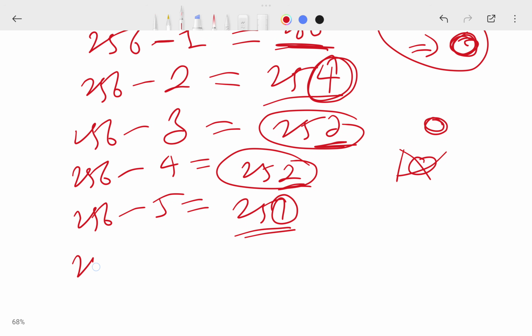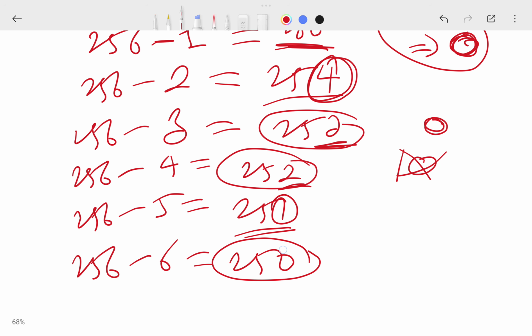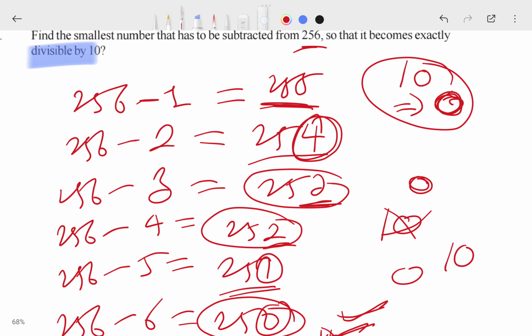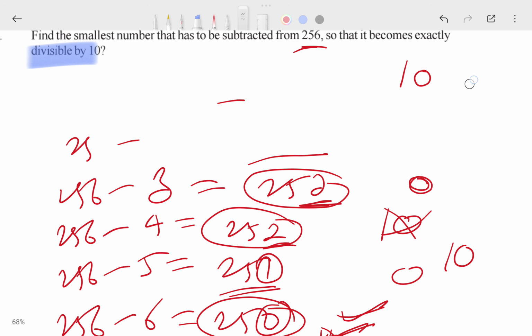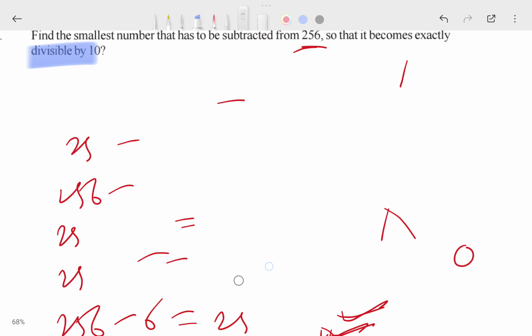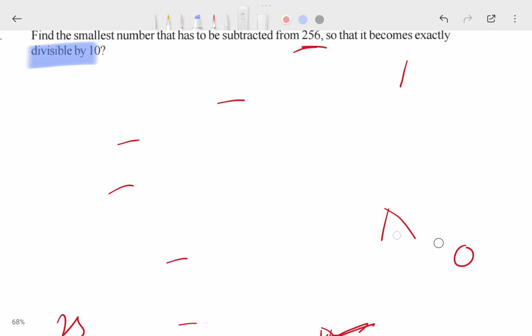Okay, now let's take 256 minus 6, and this is going to be 250. This is exactly divisible by 10. Why? Because the end is 0, and whenever the end is 0, it is going to be divisible by 10. I hope it is clear. I write that answer here.